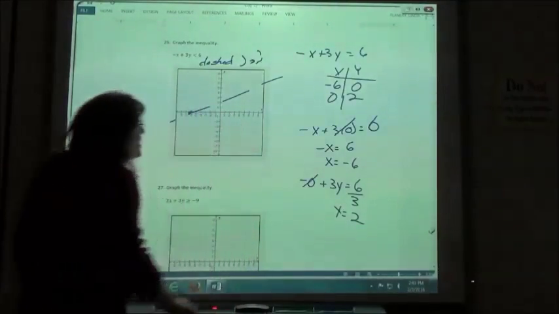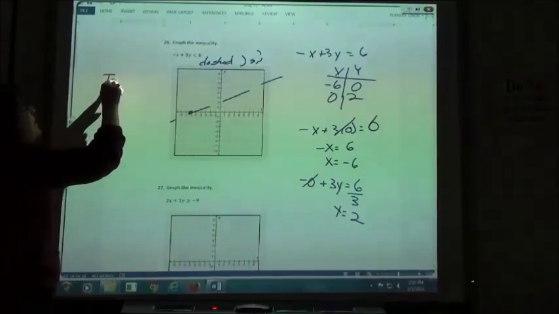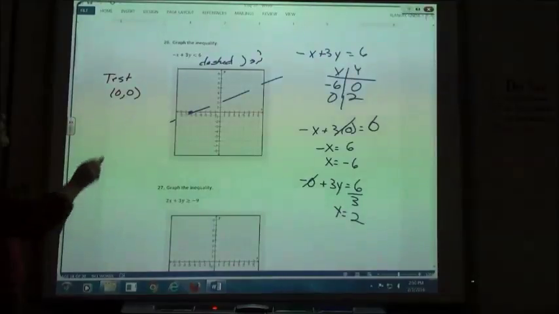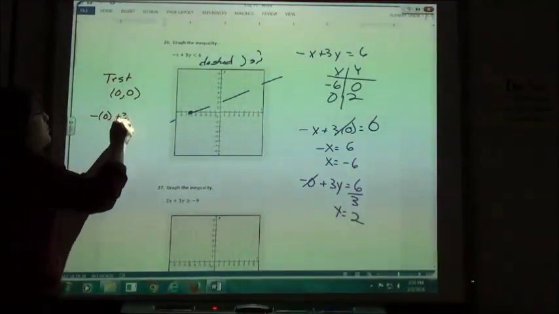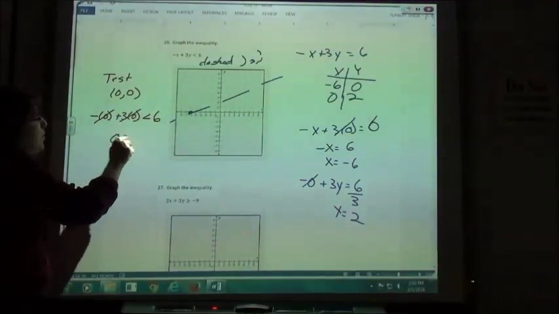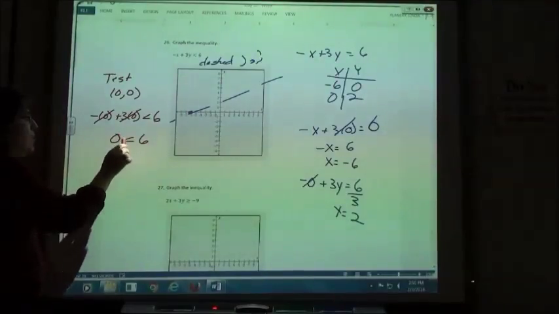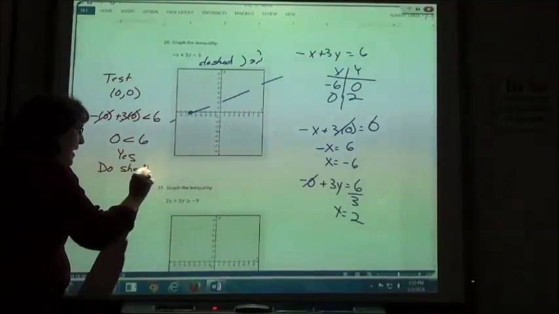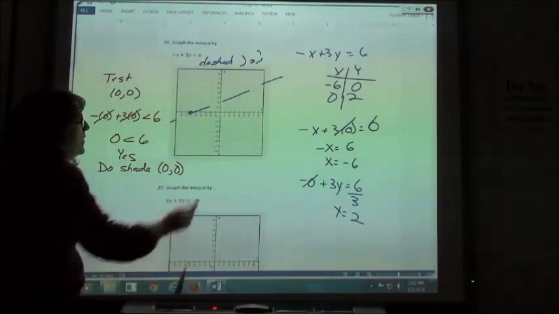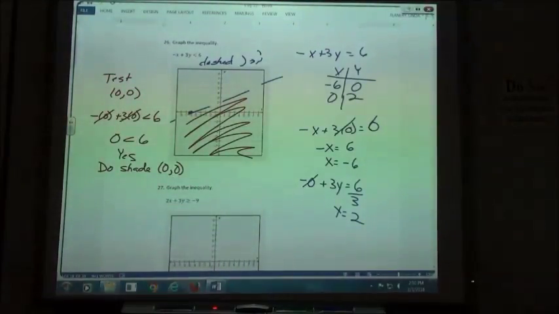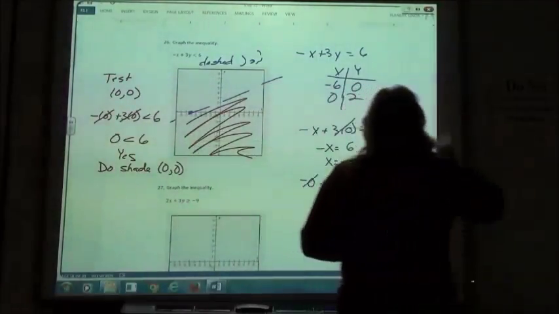Then I'm going to check on my shading. Again, I am going to test the point 0, 0 since my line doesn't go right through 0, 0. So negative 0 plus 3 times 0, is that less than 6? This would be 0, this would be 0. Is 0 less than 6? Is 0 less than a positive number? Yes. So I do shade the 0, 0. Here's where my 0, 0 is. I want that side shaded, and so I'm shading below my line. One more of those.